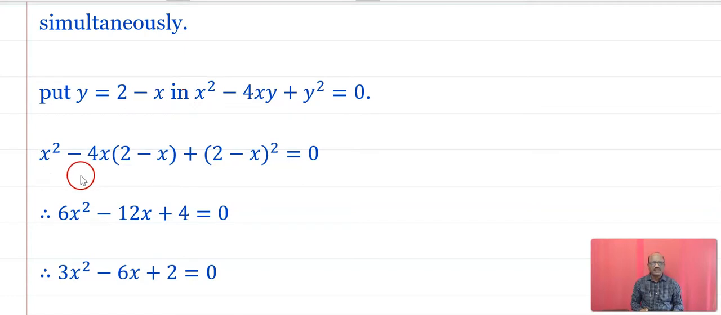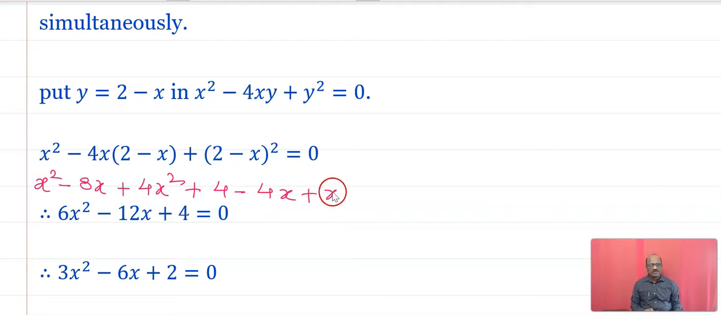Then you will get x square minus 4x in bracket, value of y is 2 minus x, plus again value of y, 2 minus x bracket square, that's equal to 0. Now expand this equation. Here you will get x square, and minus 8x plus 4x square, plus 4 minus 4x plus x square, and that's equal to 0.